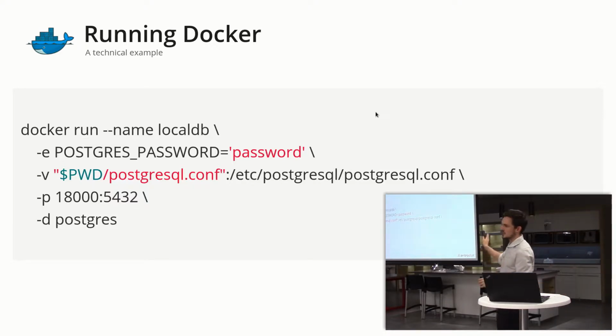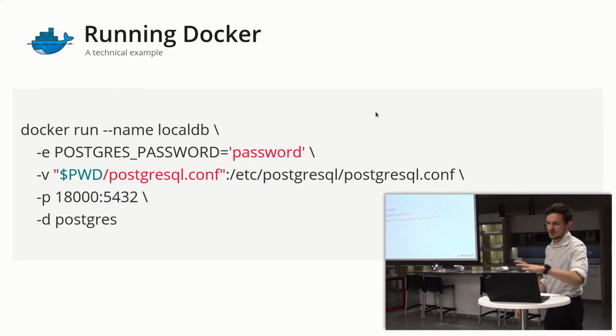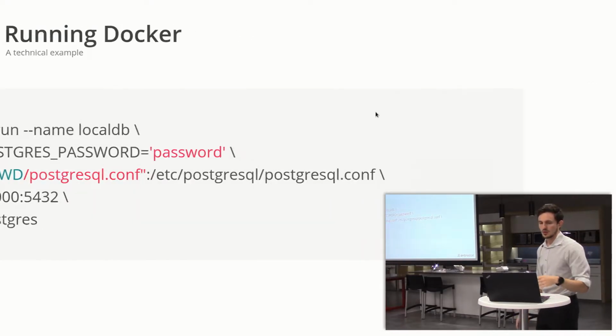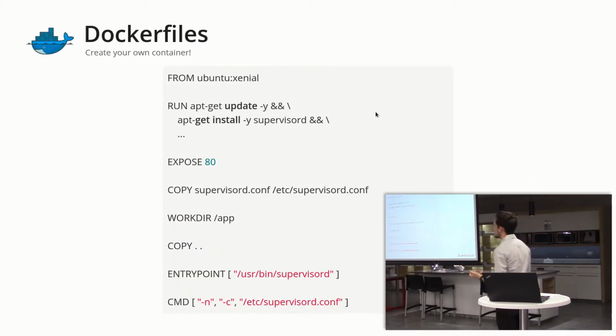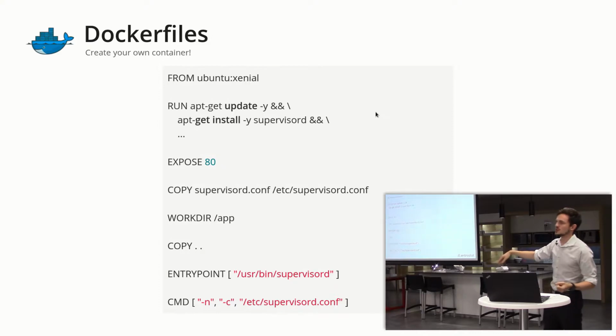And finally, -d is for daemon mode. Okay, so this is how you would run a Docker container. What about if we wanted to create our own? That's when we use a Dockerfile. In a Dockerfile, you specify what you're basing this off, the base image, and then you can do whatever you want inside it.